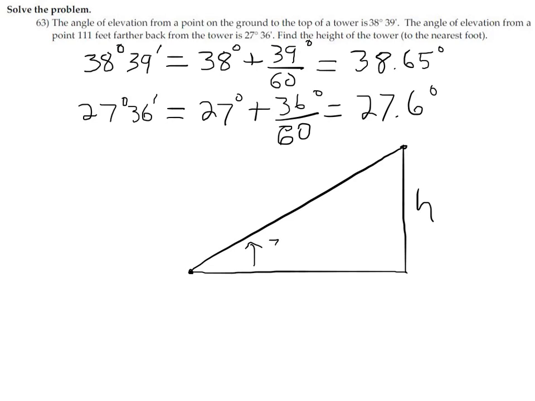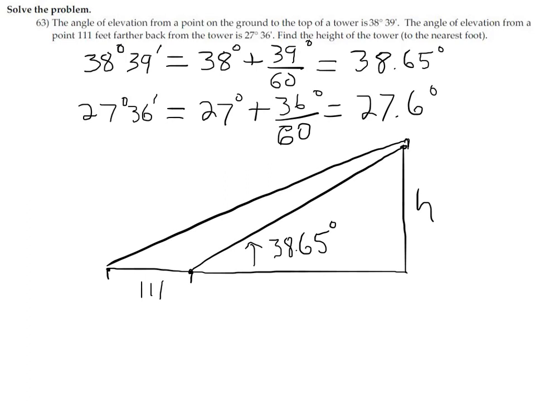So this one is 38.65 degrees. The angle of elevation from a point 111 feet farther back, so if we go an additional 111 feet, so this is 111, just from there to there, and look at the top of the tower. Now the angle of elevation is 27.6 degrees. So this is the picture that we have, and we're trying to find the height of this tower.